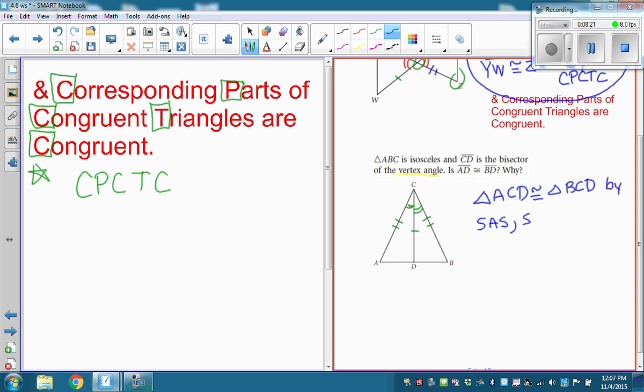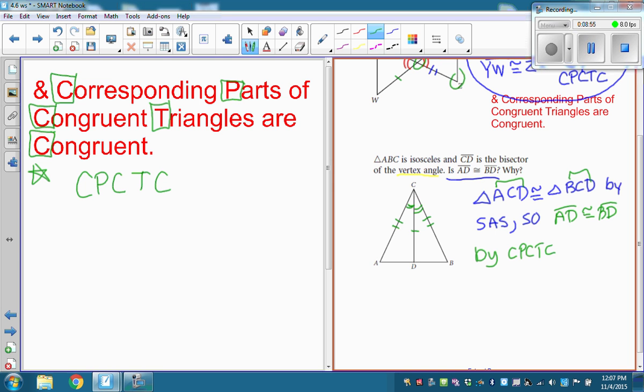Okay, so is this true? Is AD congruent to BD? Yeah, so AD is congruent to BD because corresponding parts of congruent triangles are congruent. That's what your homework's going to look like. Got it? And there will probably be situations where you say no.